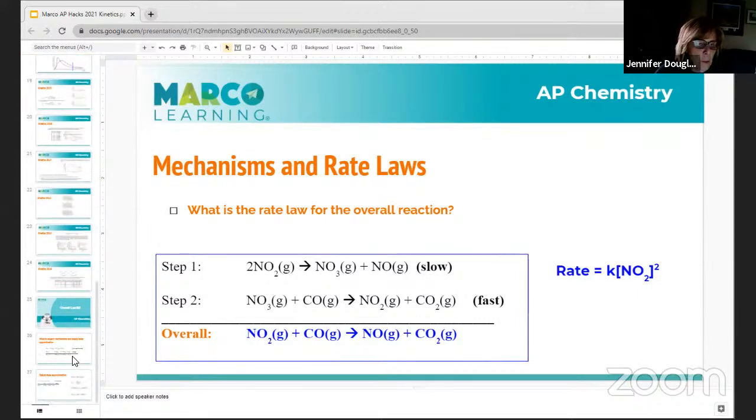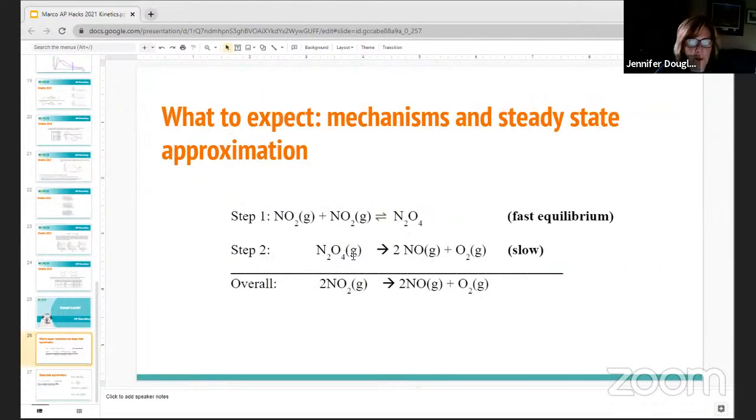Well, every once in a while, they'll throw in this thing where the first step, and it has to be one that precedes the slow step, is this fast equilibrium one. And you see it labeled equilibrium, and they label it fast equilibrium for you so that you can see that that's going on.